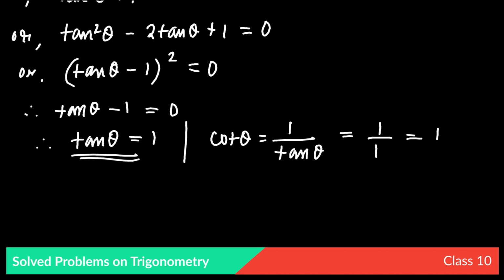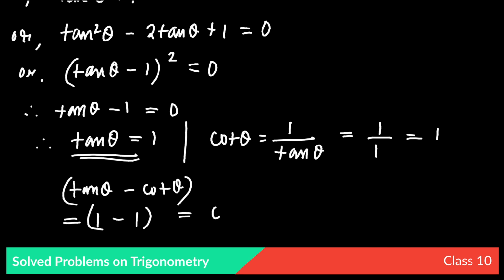Now we have to find the value of tan theta minus cot theta. So tan theta minus cot theta is what? Tan theta is 1, cot theta is also 1. So 1 minus 1 equals 0. This is the final answer. 0 is the required answer for this question.